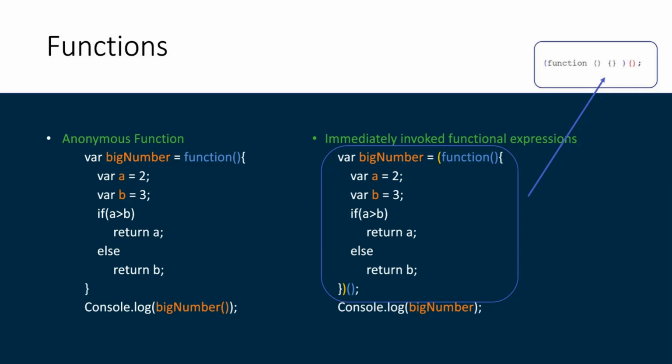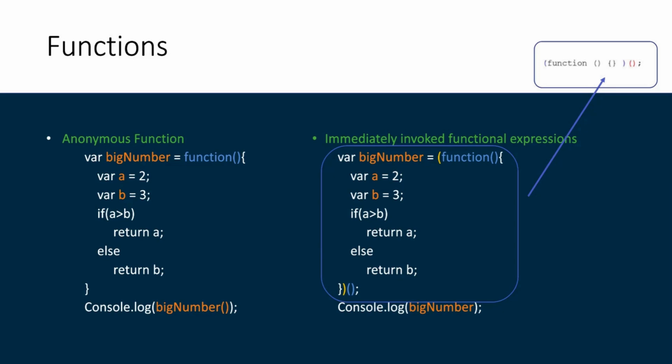Then we have an if and else condition which says if a is greater than b, then return a, else return b. As we know, a is less than b, so the else condition will be true and the returning value will be 3. Hence, at the end, we are trying to print the returning value from this function. That's why we have used bigNumber along with the parentheses, because bigNumber is now the name of the function, and to call a function we must have parentheses.